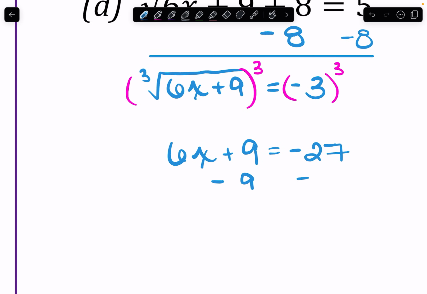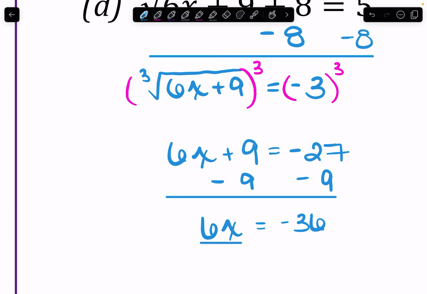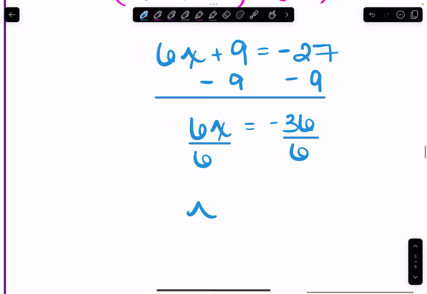Move our 9 over. We get 6x equals -36. Divide our 6 off. And we get x equals -6.